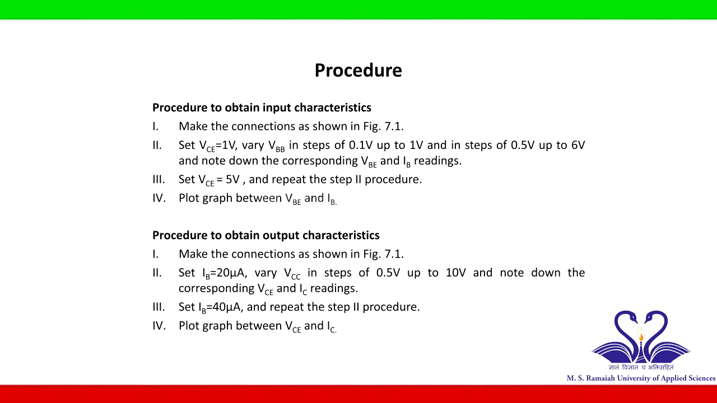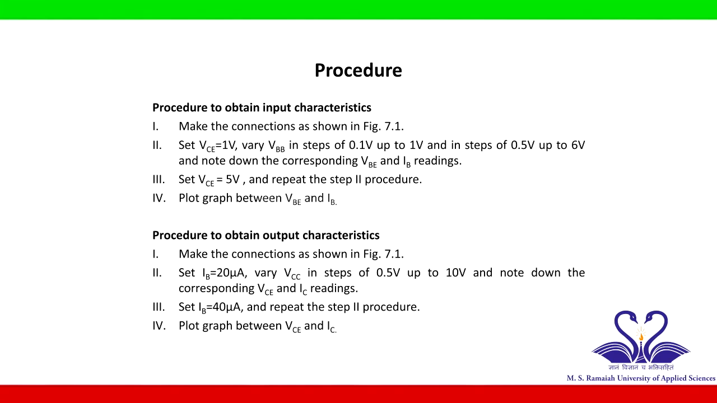To plot the input characteristics, set VCE equal to 1 volt. Vary DC power supply VBB in steps of 0.1 volt up to 1 volt and in steps of 0.5 volt up to 6 volt, and note down the corresponding VBE and IB readings. Set VCE equal to 5 volt and repeat the above procedure. Plot the graph between VBE and IB for the two values of VCE.